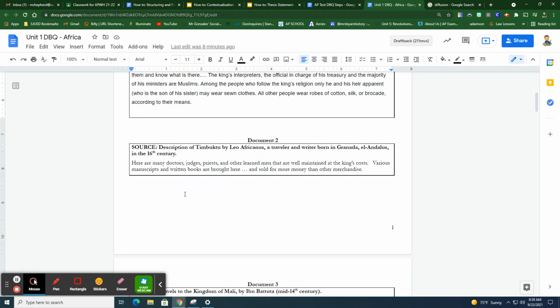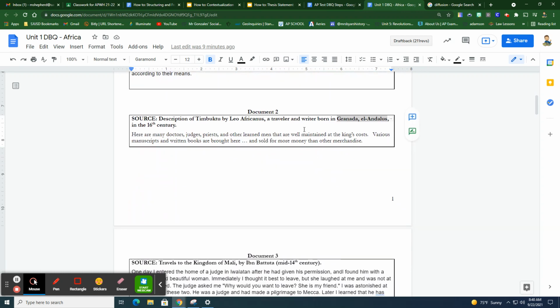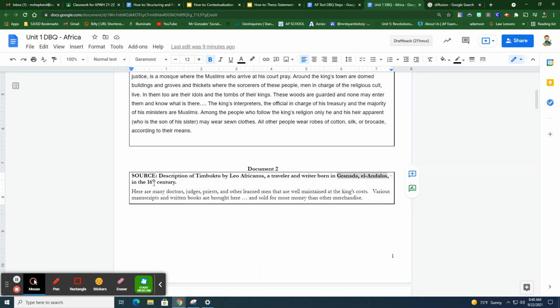Right, so let's look at source 2. Again, it says description of Timbuktu by Leo Africanus, a traveler and writer born in Granada, Al-Andalus, in the 16th century. Now, Granada is a city in southern Spain, so we know that this is a description of Timbuktu, a city in Mali. Mali is the empire that rose after Ghana. So this is a short-term impact, maybe, because you see the city of Ghana, and now we're looking at a longer-term impact. This is almost 500 years later. So 1057 again to the 1500s, the 16th century. So this is a long-term impact that we're probably going to be looking at here based on the source.